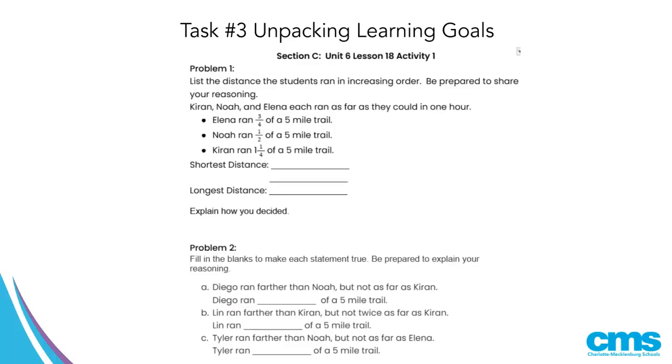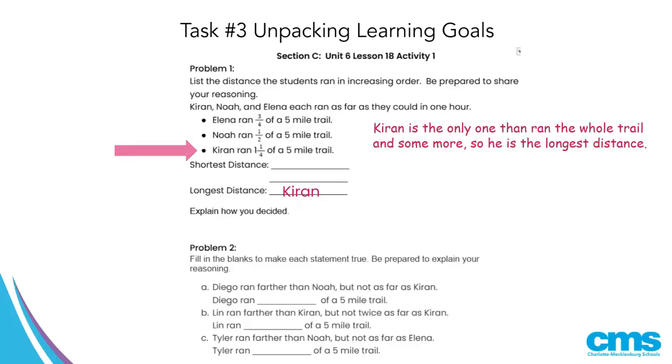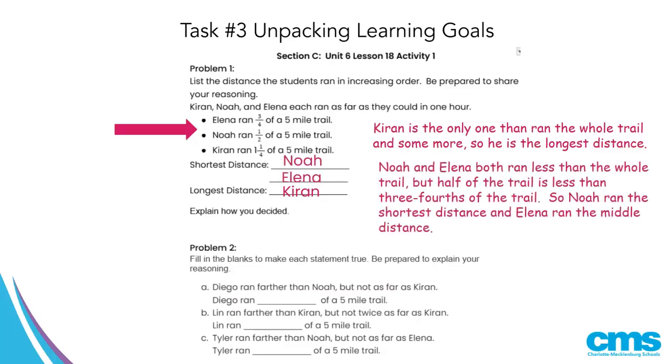In solving this, the first thing I noticed is that Kieran is the only one that ran the trail more than one time. So Kieran's distance must be the longest distance. Noah and Elena both ran less than the whole trail. But half of the trail is less than 3/4 of the trail. So Noah ran the shortest distance and Elena ran the middle distance.